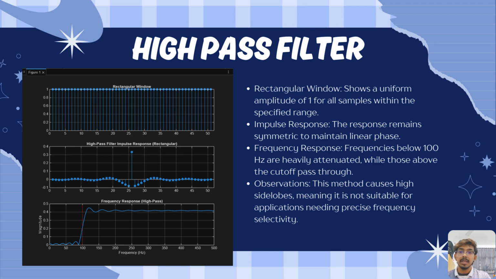For the rectangular window, we can see that it shows a uniform amplitude of 1 for all samples within the specified range. For the impulse response, we can see that the response remains symmetric to maintain the linear phase. For the frequency response, we can see that frequencies below 100 Hz are heavily attenuated while those above the cutoff pass through. So from this, we can observe that this method causes high side lobes, meaning it is not suitable for applications needing precise frequency selectivity.